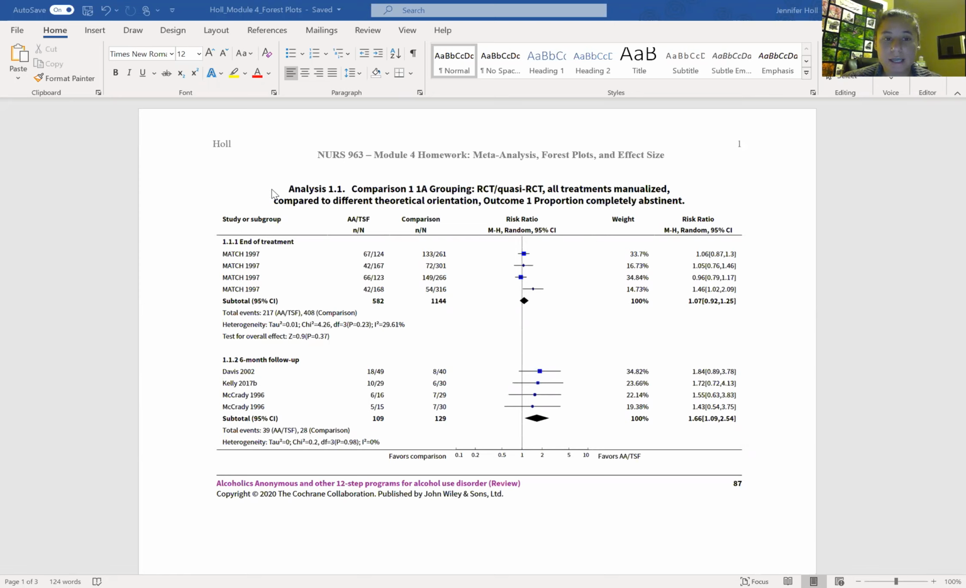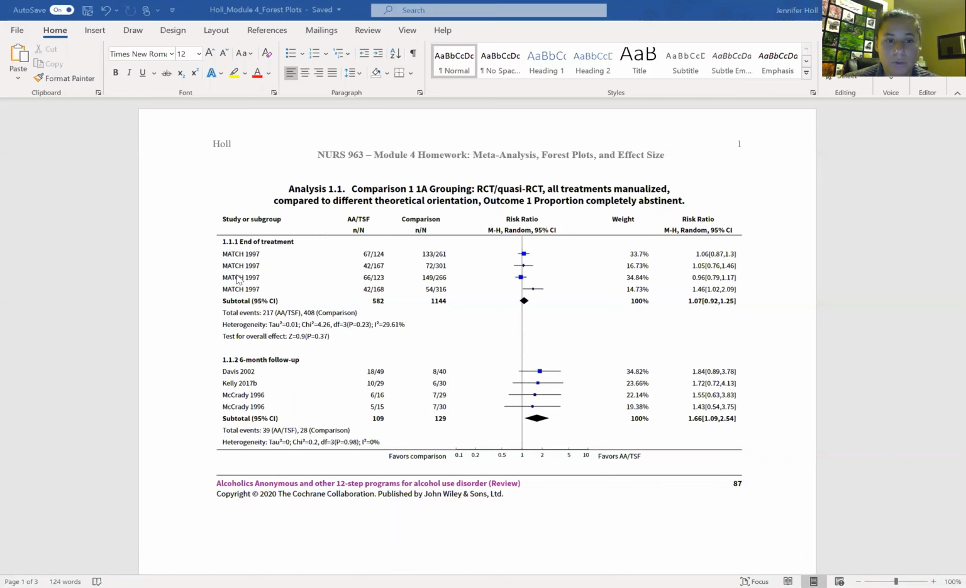And this first set of analysis is looking at a comparison between the AATSF group, which is our control group, and the comparison group. So this would be the intervention group. So we're going to look at this first forest plot right here, this top one. And the first thing that we're going to do is look at the number of studies that are in the forest plot. So in this first grouping, 1.1.1, we can see that we have 4 studies.